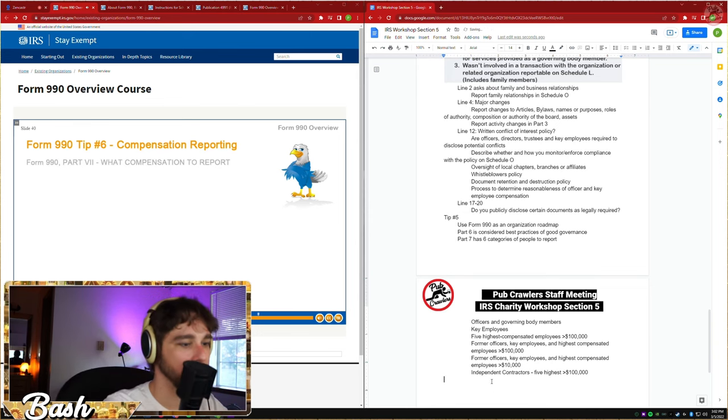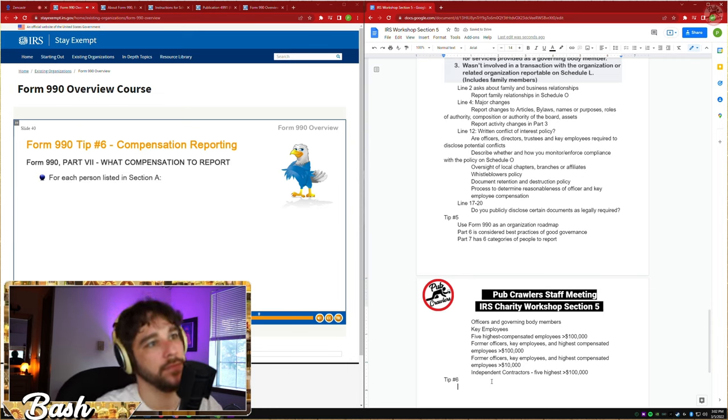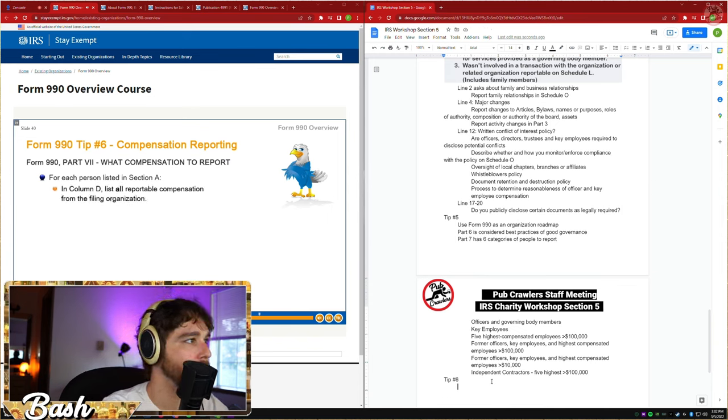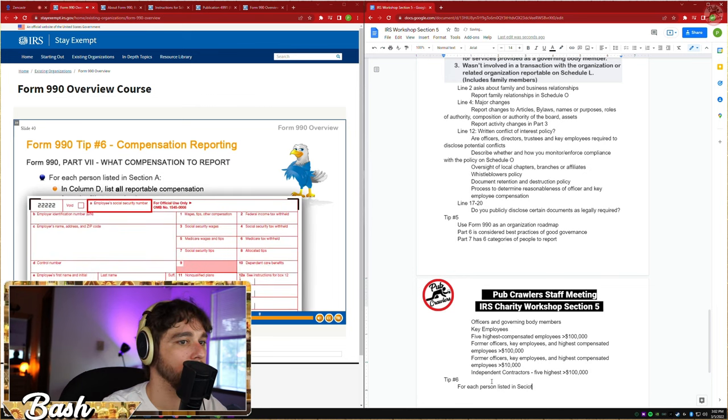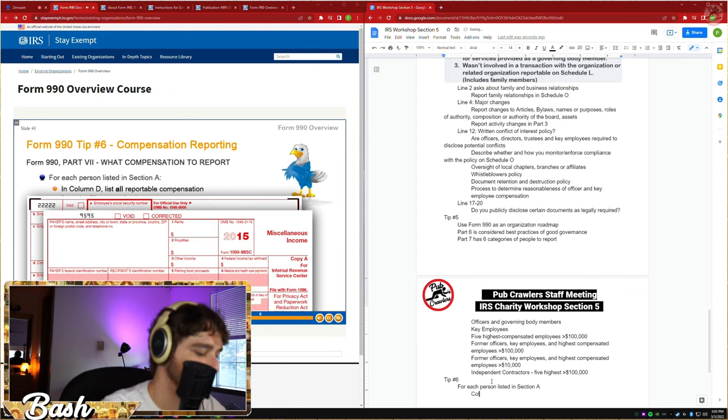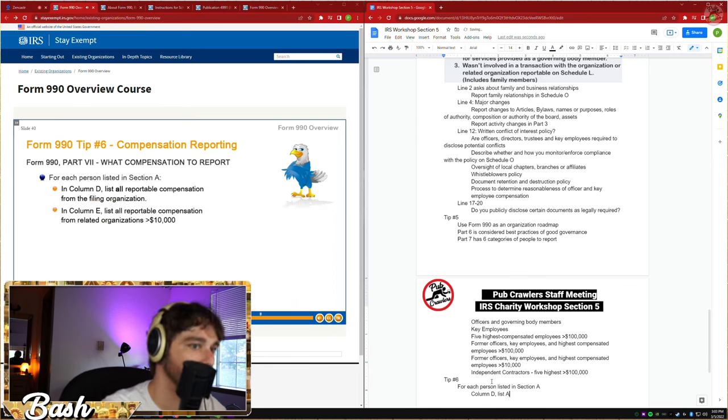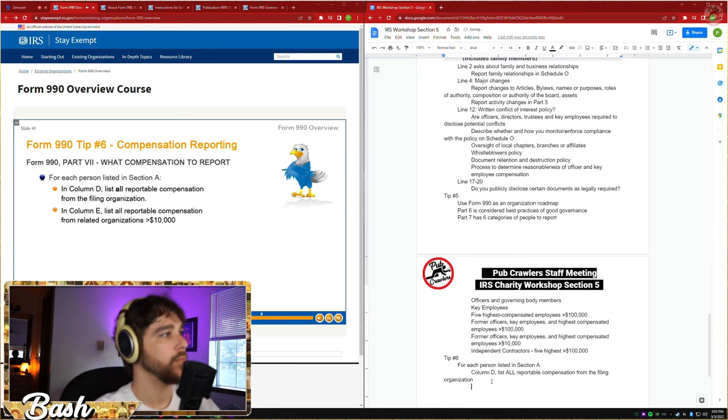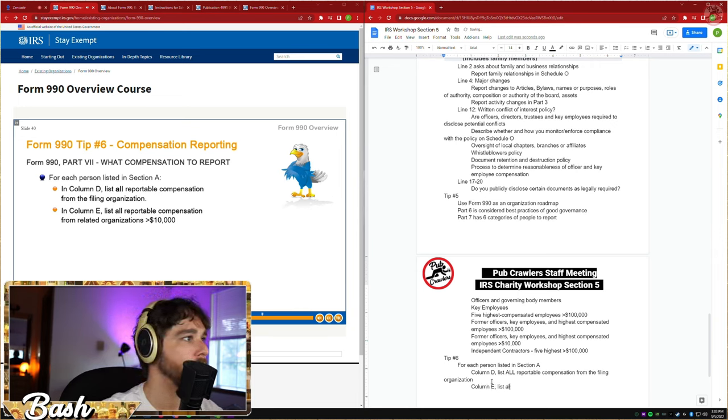It's an explanation of what type of compensation to report in Part 7. First, for each person listed in Section A, list reportable compensation from the filing organization in column D. By reportable compensation, I mean the amounts found in box 5 of form W-2 and box 7 of form 1099 miscellaneous. Next, in column E, report the person's reportable compensation from all related organizations. There's one significant exception for column E, the $10,000 per organization exemption. You only need to list reportable compensation from a related organization that exceeded $10,000 during the tax year.